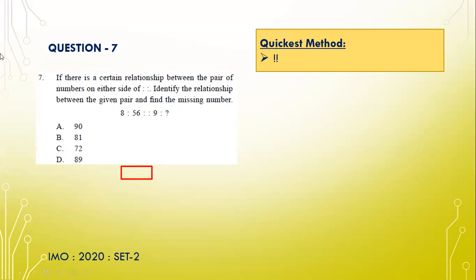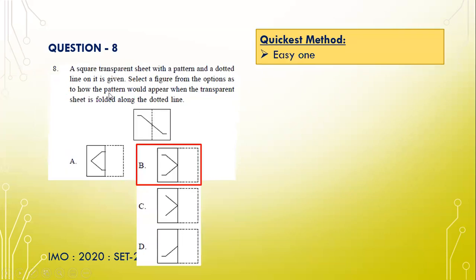Identify the relationship between the given pair and find the missing number. Now I really am struggling to find the answer because 8 sevens are 56. So if the ratio is 1 is to 7, then 9 sevens are 63. But 63 is not there in any of the answers. So I'm not really sure about the answer of this.